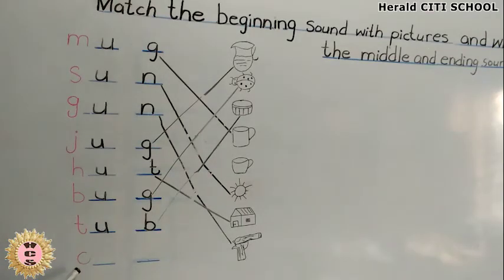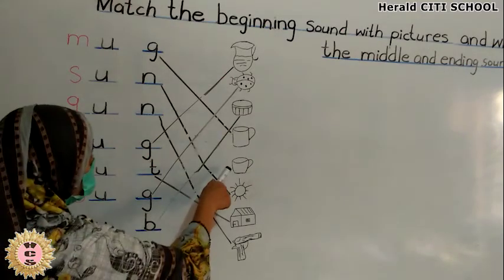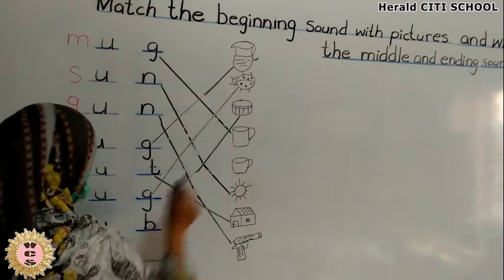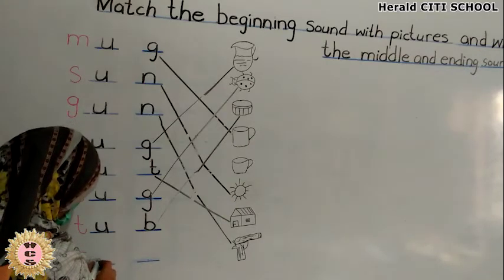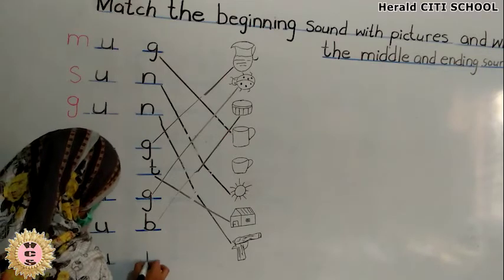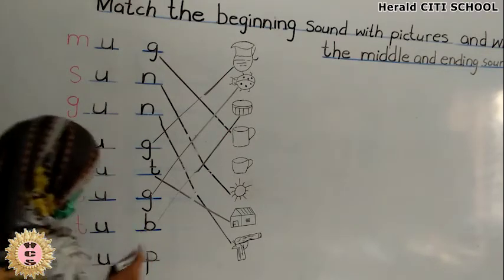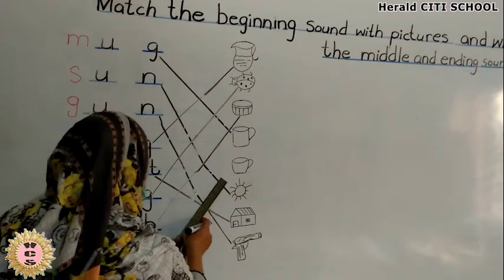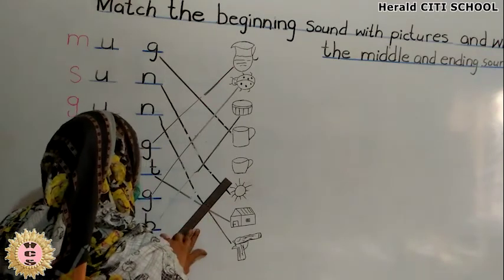Children, which sound is this? This is K. This is cup. Cup. And the spelling of cup is C-U-P, cup. And now we will match the spelling of cup to the picture of cup.